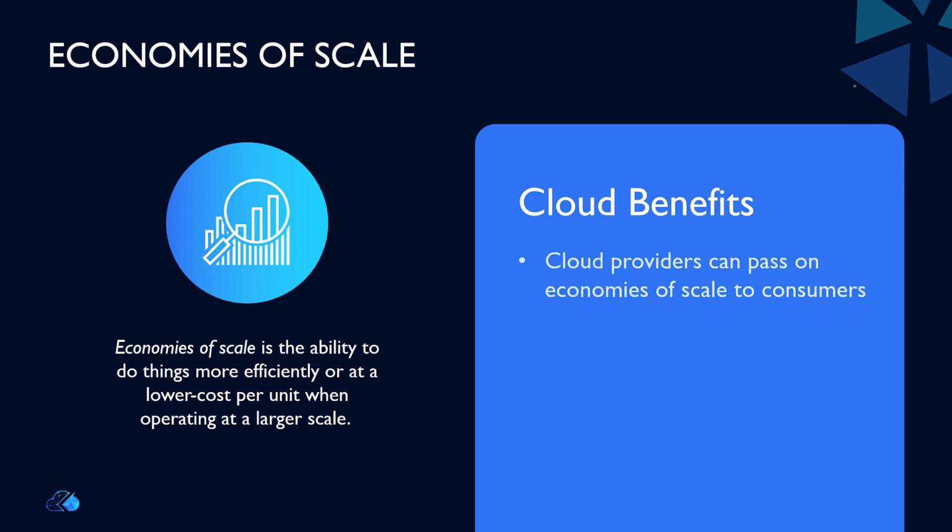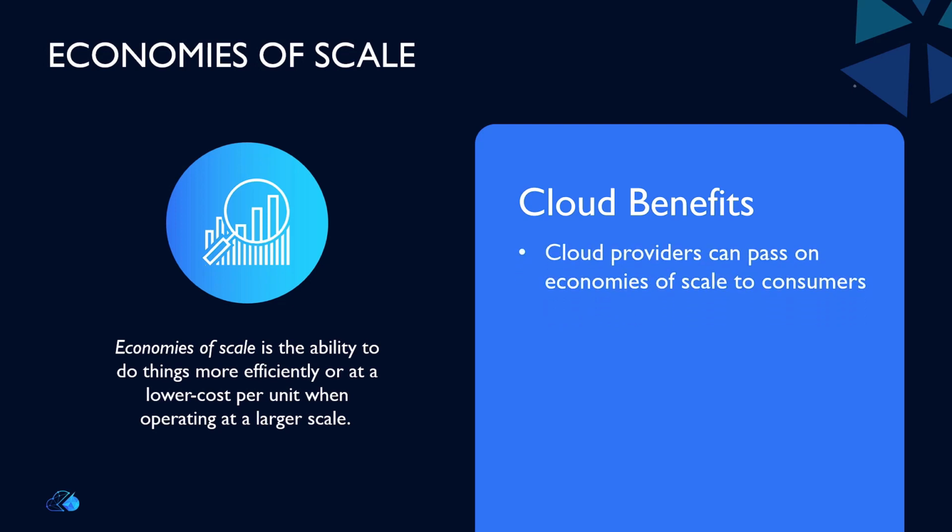Here are the benefits. Cloud providers can pass on economies of scale to consumers. Well, how do they do that? Well, they acquire hardware at lower costs, and they can create local government deals as well. Perhaps they get incentives from federal or state deals to basically give them better power and cooling costs, or incentives to build data centers in those areas. And this happens across the world.